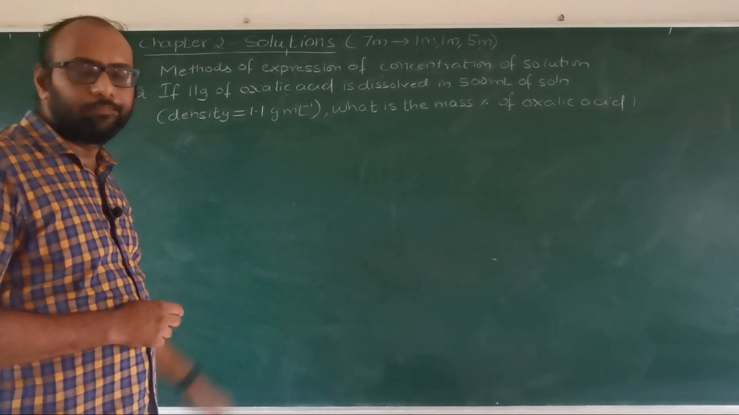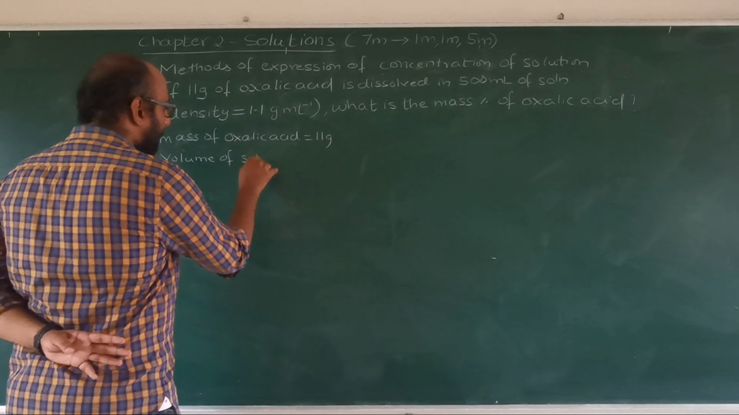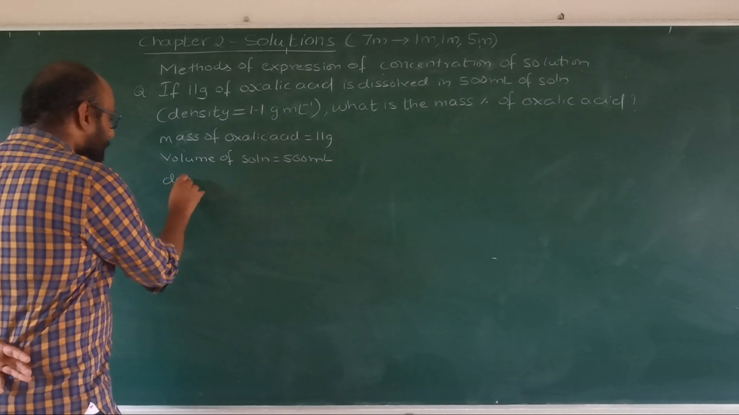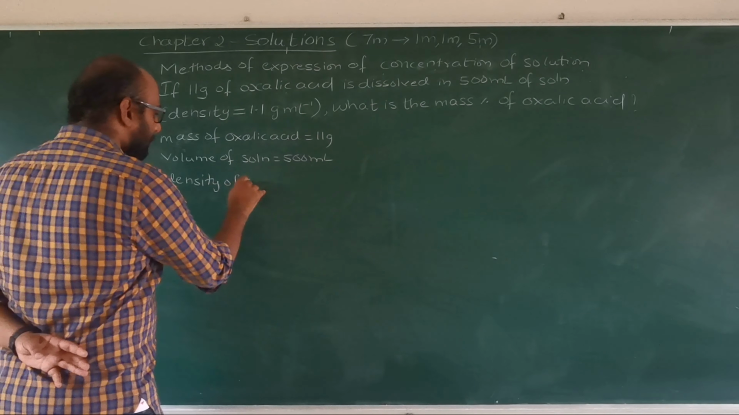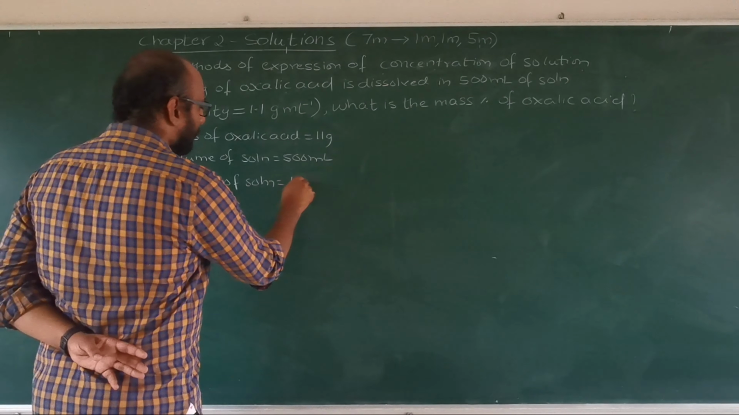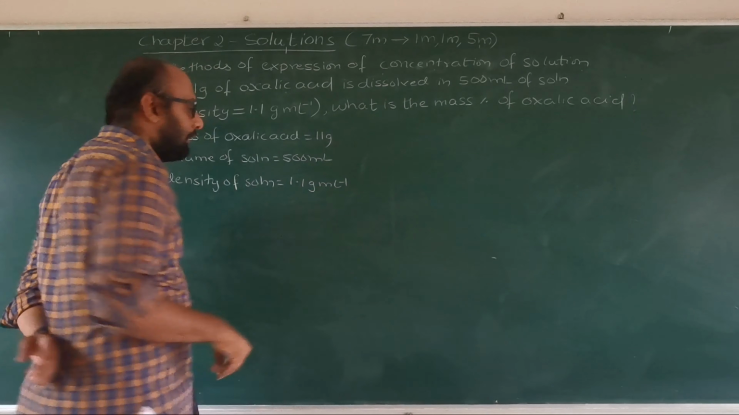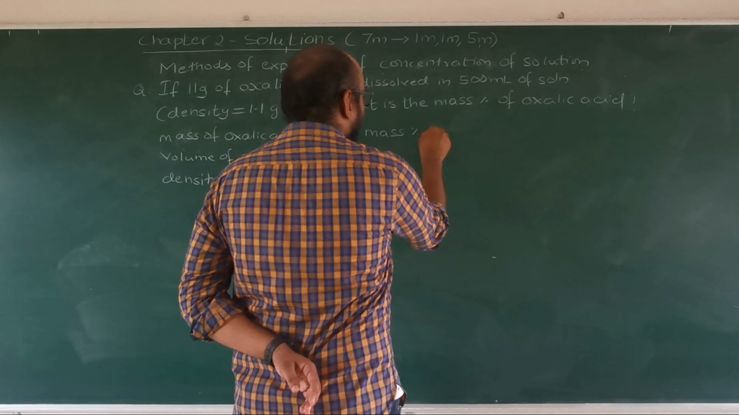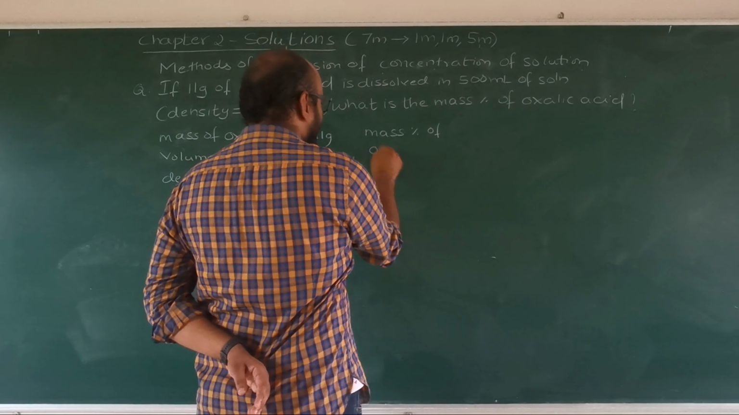Now, mass of oxalic acid is given, it is 11 grams. Volume of solution is given, that is 500 ml, and density of the solution is given. Density of the solution is equal to 1.1 gram per ml. Now, you have to calculate mass percentage. So, mass percent of oxalic acid you have to calculate.